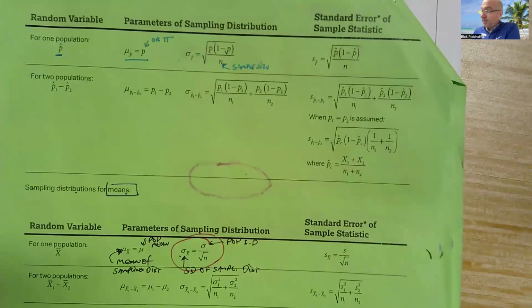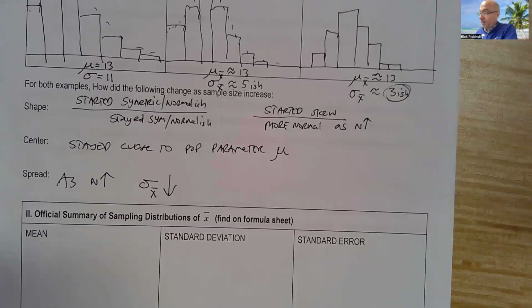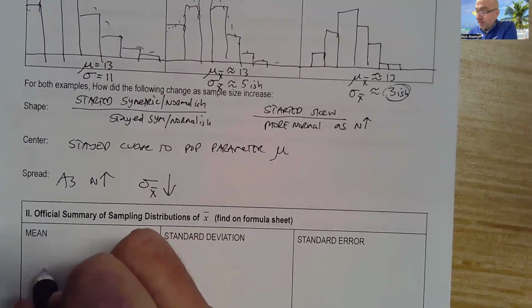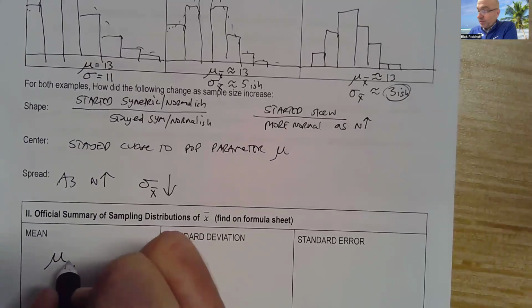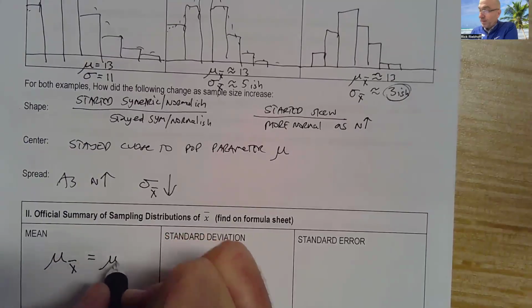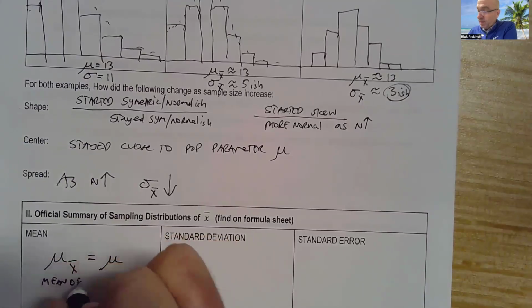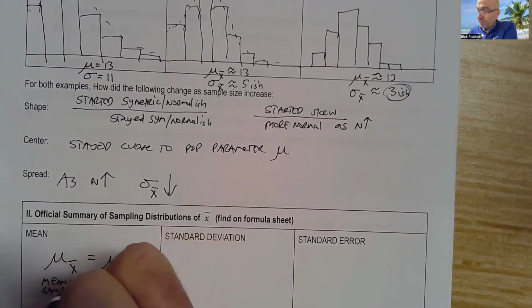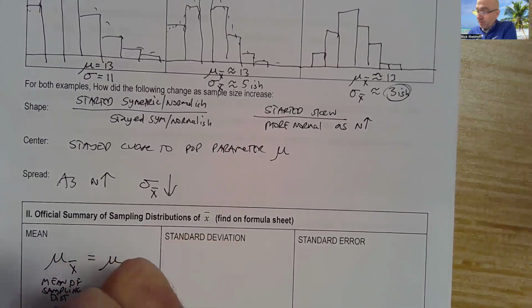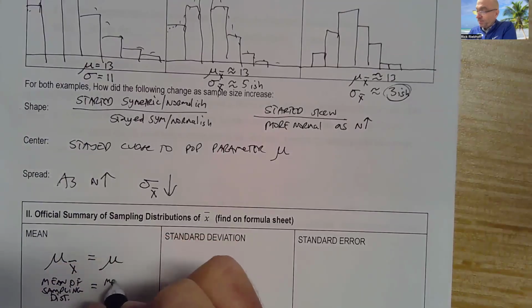All right, so let's plug them in. So the mean of our sampling distribution equals the population mean. We could write that here. Mean of sampling distribution equals the mean of the population.